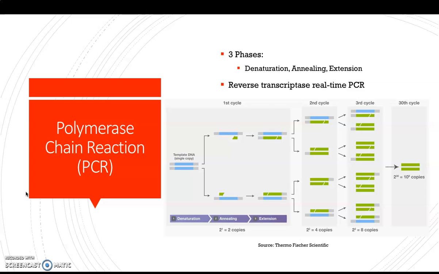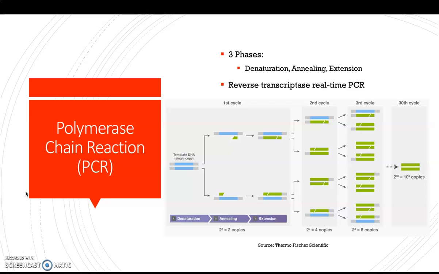The effect of lower temperatures allows the primer to attach to the template DNA. And lastly, extension involves a raise in temperature to about 72 degrees Celsius, which allows proper extension of the primer and DNA synthesis.